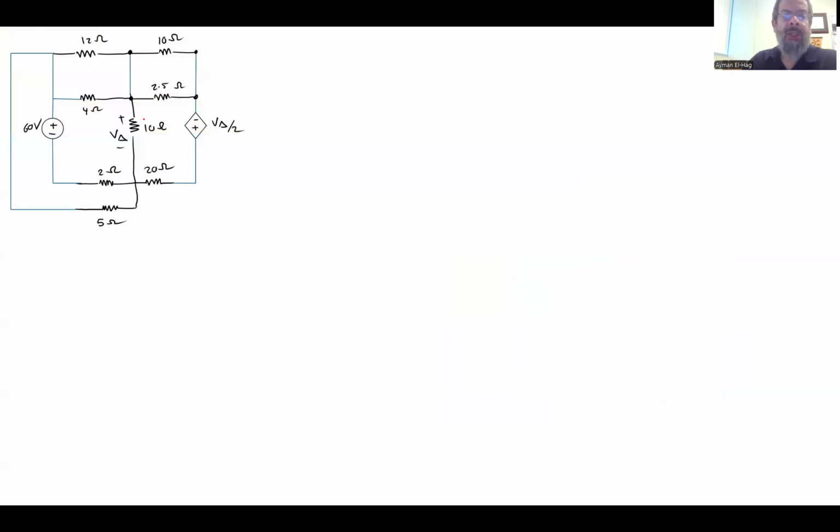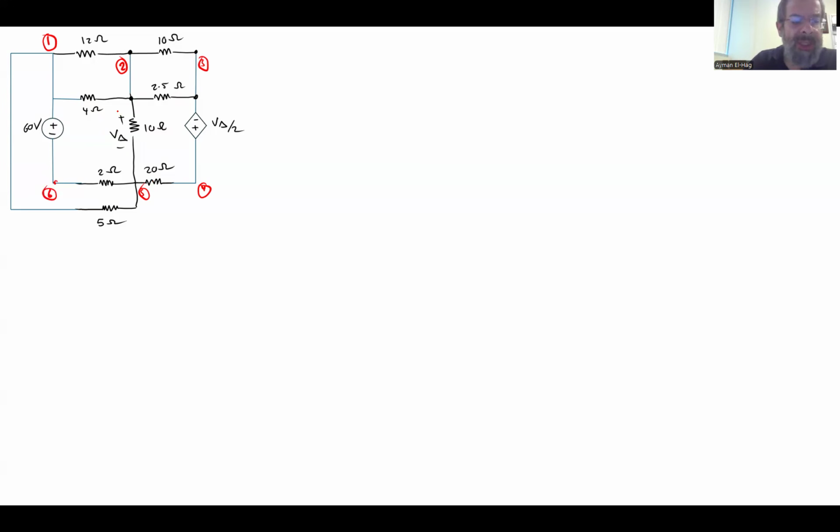Now, this is the question. So the first thing I would do when we have something like this is try to number the nodes, okay? So this is node number 1. This is node number 2, node number 3, all of this is 1, okay? This is 4, this is 5, and this is 6. So you have 6 nodes, okay?